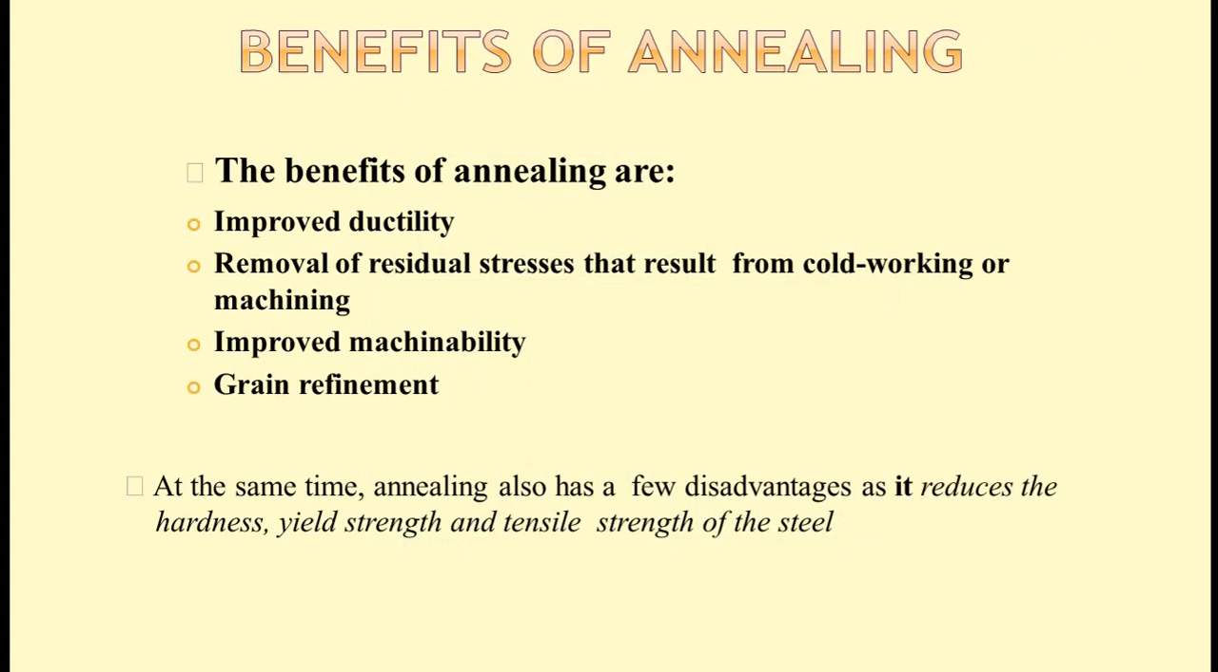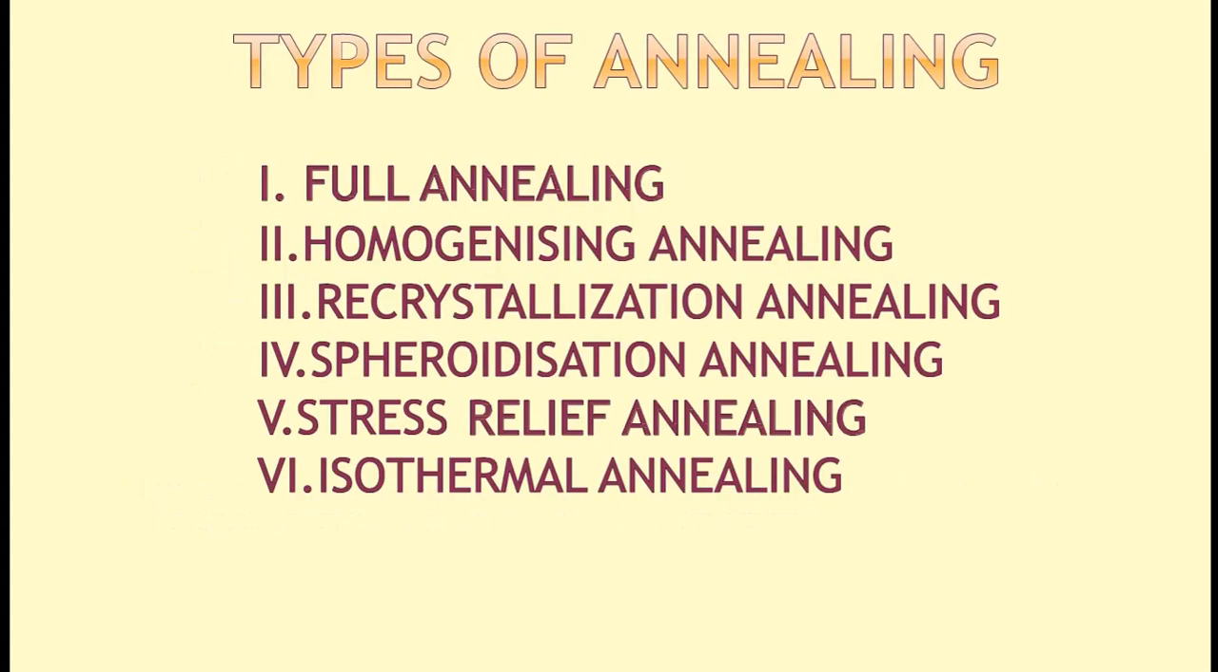Now the benefits of annealing are listed below: improved ductility, removal of residual stress that results from cold working or machining or from something else, improved machinability, and grain refinement. So these are the main benefits of annealing. The types that we have already known are full annealing, homogenizing, recrystallization annealing, spheroidizing, stress relieving annealing, isothermal annealing, and there are many more. These are the very intricate types of annealing which are industrially done.